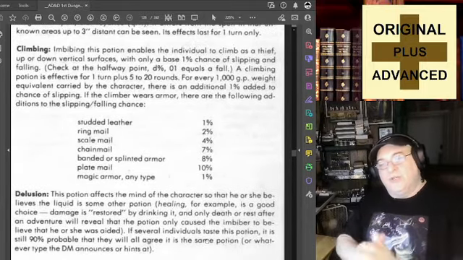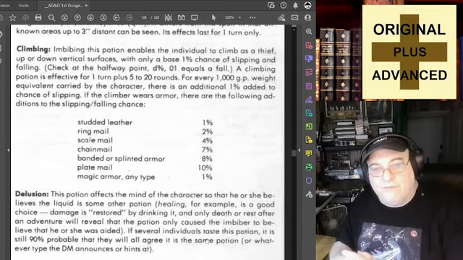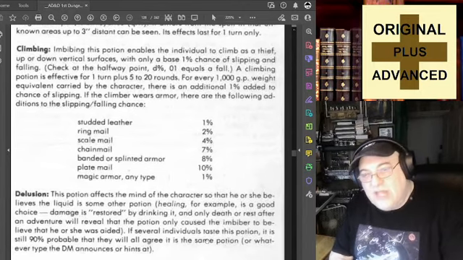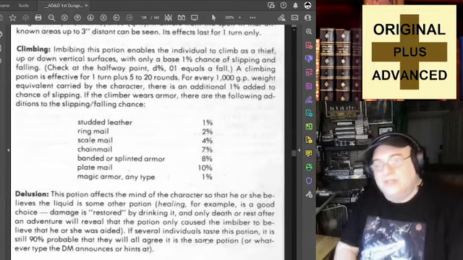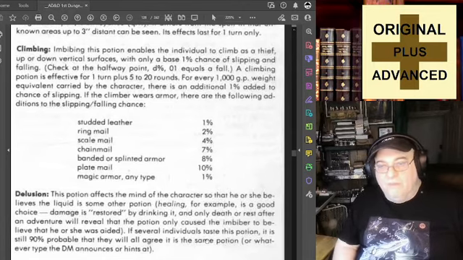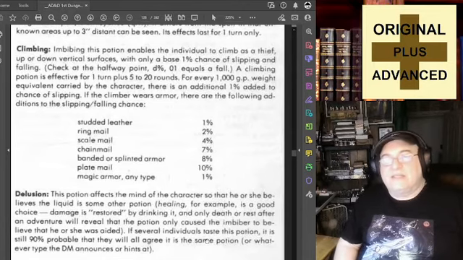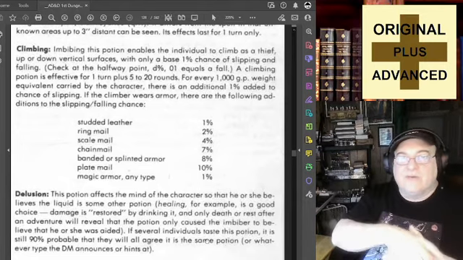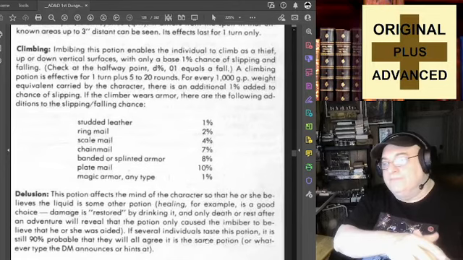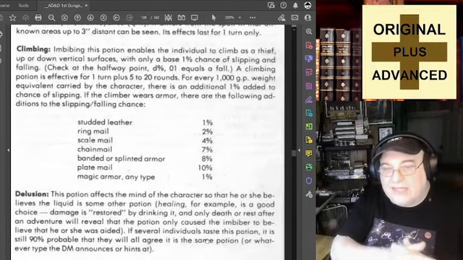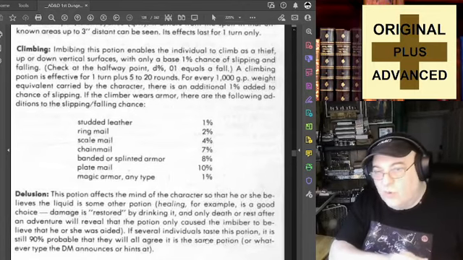Climbing. Imbibing this potion enables the individual to climb as a thief up or down vertical surfaces with only a base 1% chance of slipping and falling. Check at the halfway point, D percentage. So that's something too. We used to check every 10 feet, and then somebody mentioned that that seems excessive. The halfway point, yeah, or if the surface changes. So if something goes from a really rough surface to a much slicker surface, I think making that adjustment warrants an additional check at that point.